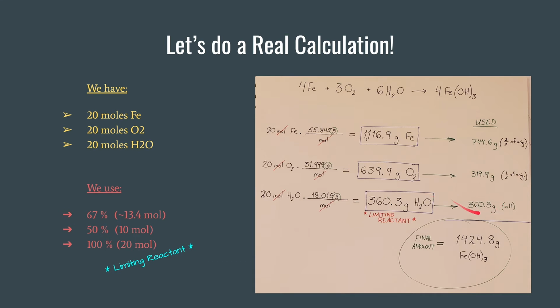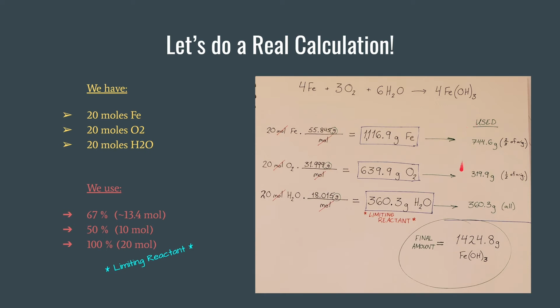We have all of the water used because it's the limiting reactant, half of the oxygen gas used, and 2/3 of the iron used, which these quantities are found by multiplying the weight of the substance that we have by the coefficient fractions here. So we've got 2/3, which is 4/6 reduced, and 1/2, which is 3/6 reduced.